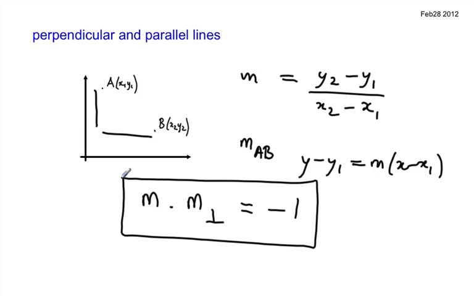So, for instance, that means perpendicular, at right angles. So the gradient multiplied by the gradient of the line which is perpendicular comes out to be -1. So, why? Well, I can prove it, but just take it.